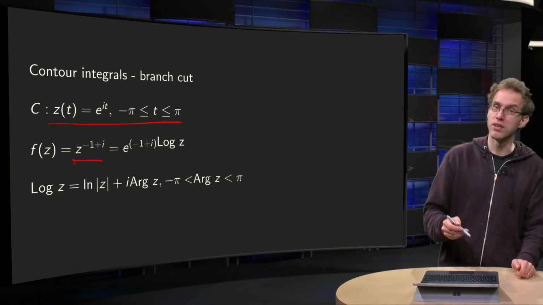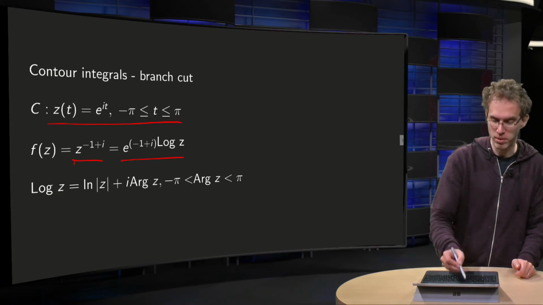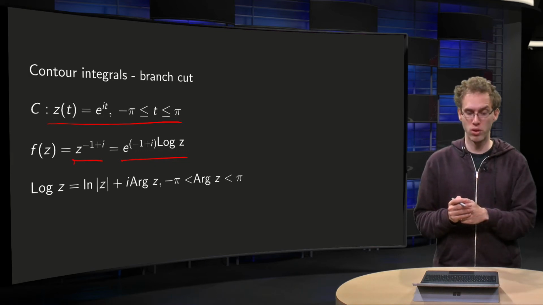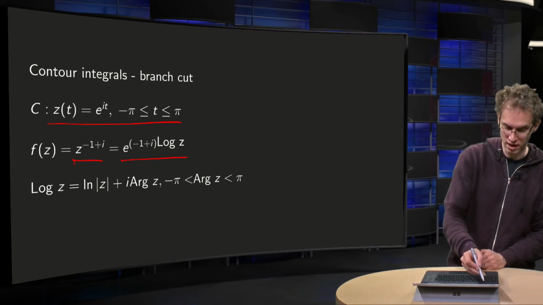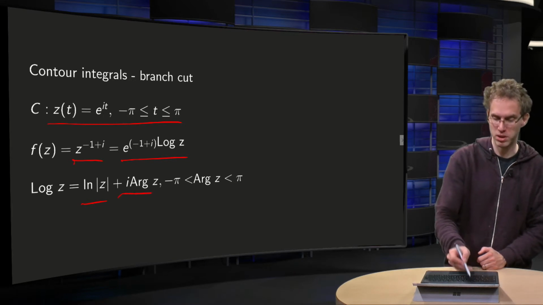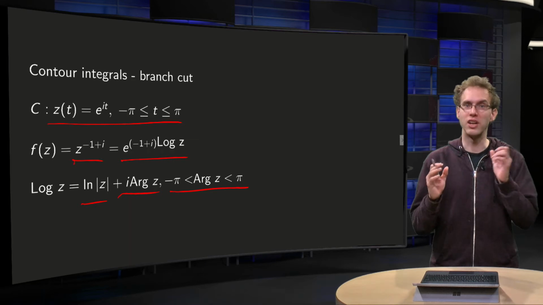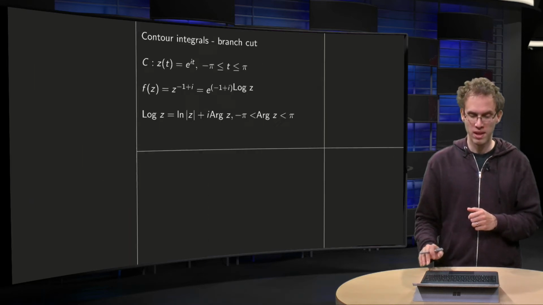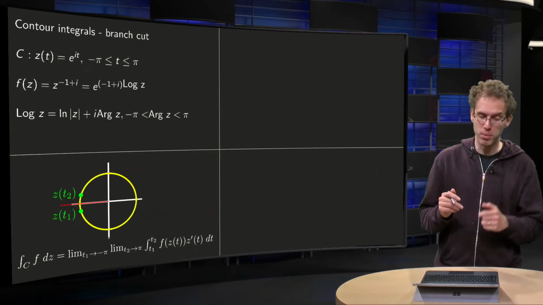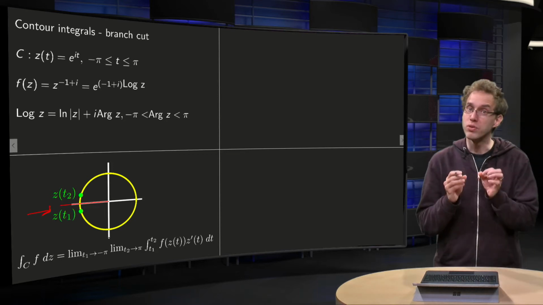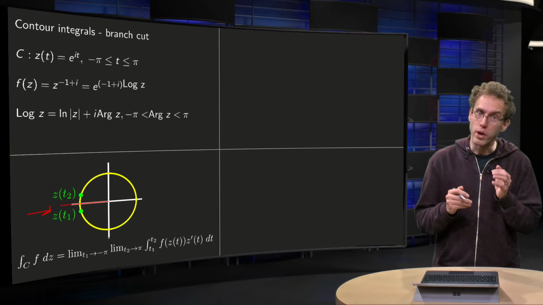In this case, we define it as e to the power (minus 1 plus i) times the log of z, where we will take the principal value of the log of z. So that means the ln of the modulus of z plus i times the argument of z, which is between minus pi and pi. That's how we define our function. And you'll see that we have a problem there, because we have the branch cut over there, which we'll need to avoid. So what do we do?